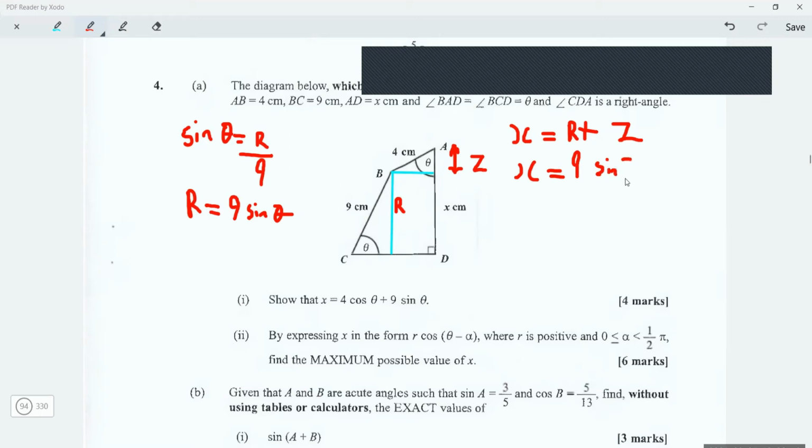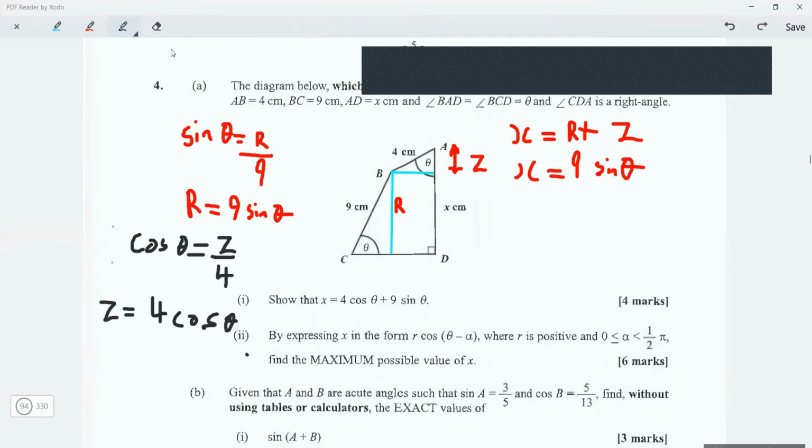And then in the smaller triangle, we look at it and we say, we have adjacent and hypotenuse. So we know that the cos of theta would be equal to the adjacent z over the hypotenuse 4. So to make z the subject, we say z equals 4 cos theta. Easy stuff. Z is 4 cos theta. So this would be z right here, 4 cos theta.